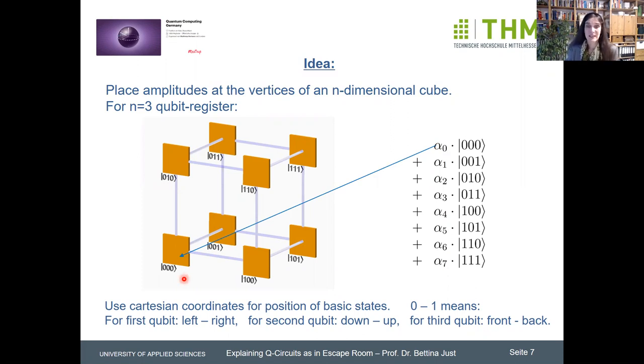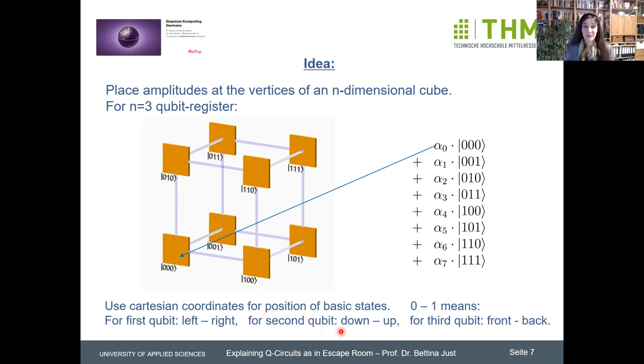The first qubit is responsible for the left-right direction. If the first qubit is zero, then we are on the left. You see here, first qubit zero, zero, zero, zero. And if the first qubit is one, then we are on the right, one, one, one, one, because the responsibility of the first qubit is left-right.